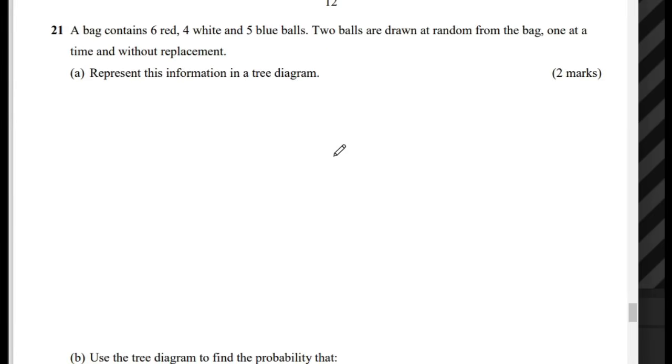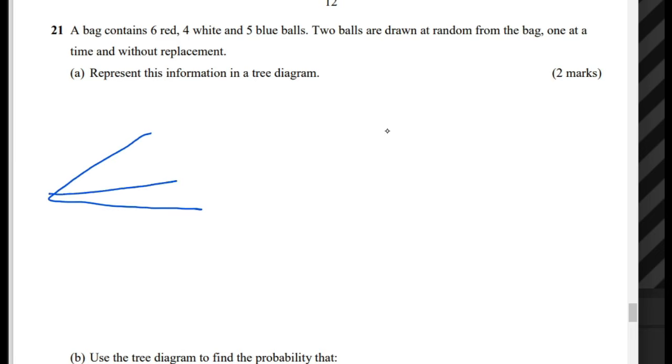Probability. A bag contains 6 red, 4 white, 5 blue. 2 balls are drawn at random from the bag, one at a time, and without replacement. That's very simple. When you hear that kind of question, you need to just draw the tree diagram because it is without replacement. Once you have picked, there's no returning.